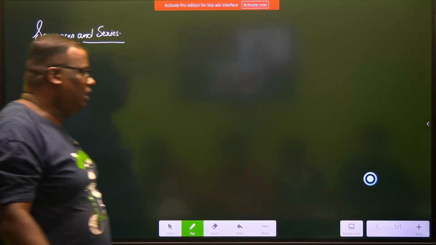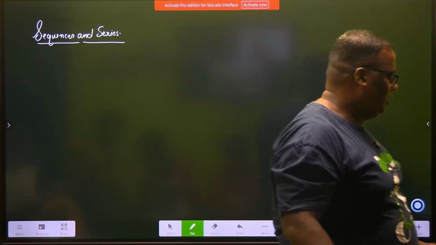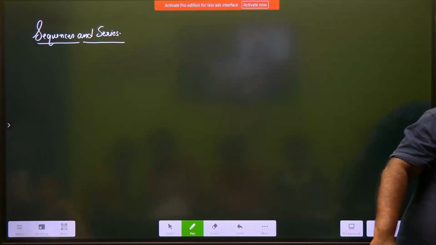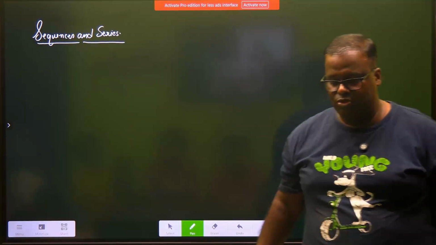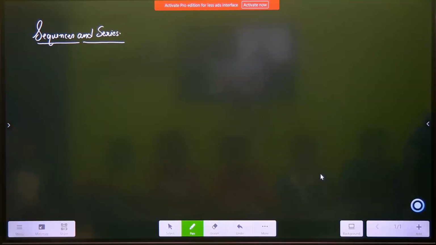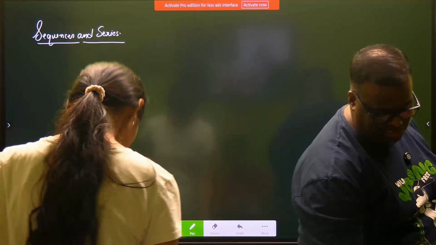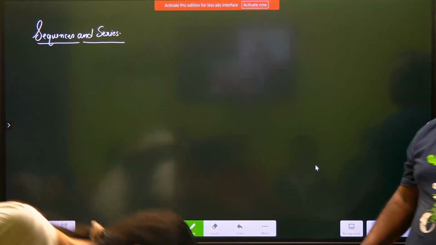Earlier, this used to always be a part of grade 11, 12. Few people used to study it in grade 11, some used to study in grade 12. But now CBSE has brought it in grade 9 itself, okay? And you can study it in grade 9 also. There's nothing great.